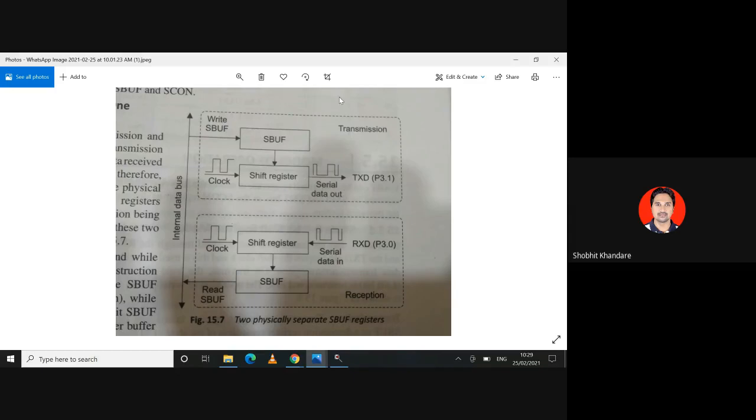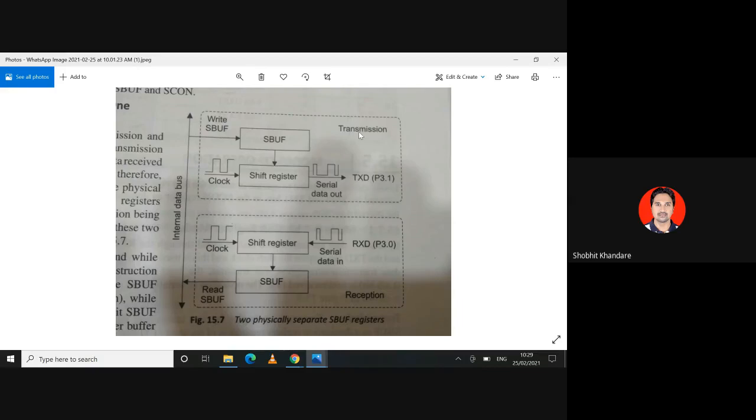Now we are trying to understand what is happening in the transmitter and in the receiver. I am transmitting the data through the TXD pin. Can you see TXD? That is pin P3.1, meaning the alternate function of port 3 is TXD. So it is P3.1.